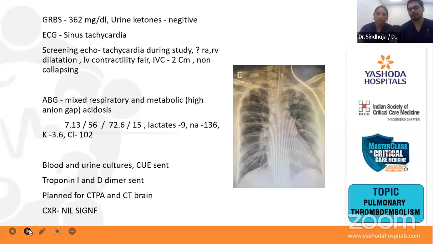Wait one second. 6 is obeying commands, right? Obeying commands, yeah. So then continue after that. 5 is localizing pain. 4 is withdrawing to the pain. 3 is decorticate. 2 is decerebrate. 1 is nil response.